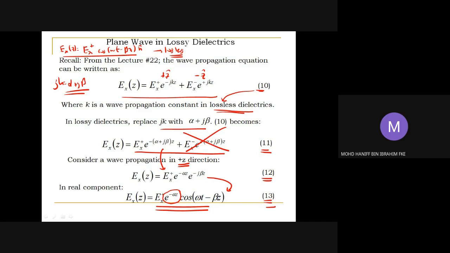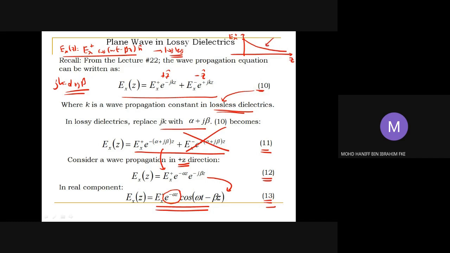But when we have a lossy dielectric, a lossy medium, the effect is that the amplitude of the wave will be reduced exponentially. If you base it on this equation here, this is the direction of the wave, the z direction. Initially here is the amplitude, which is Ex positive. As the wave propagates in the positive direction, the amplitude will be reduced exponentially.